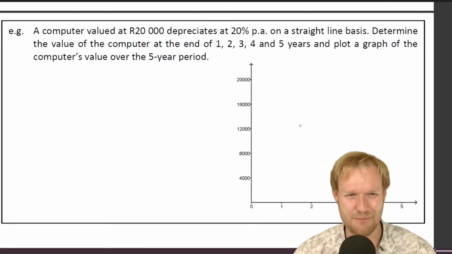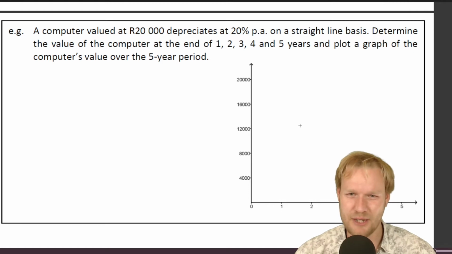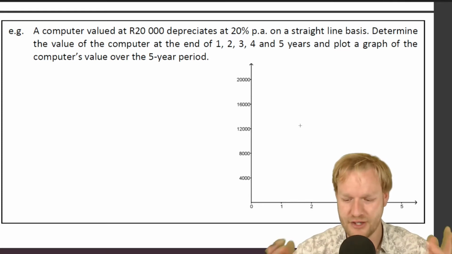So we buy a computer for 20,000. I could do with that. Now I'm well set up here. It depreciates at 20% per annum on a straight line basis. Determine the value of the computer at the end of 1, 2, 3, 4, 5 years and plot a graph of the computer's value over the 5-year period.